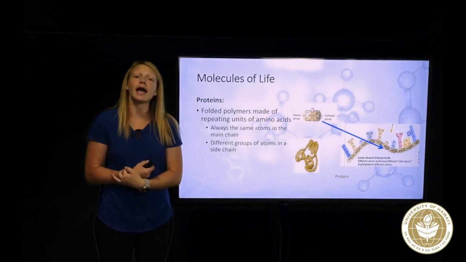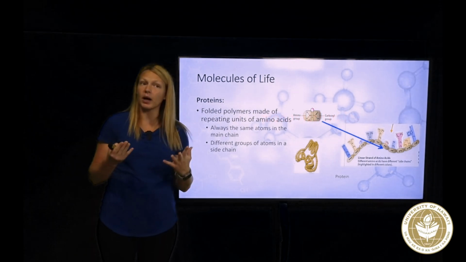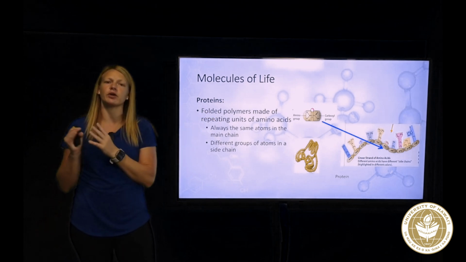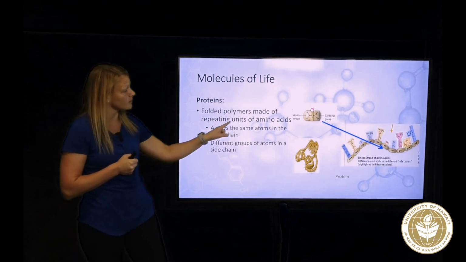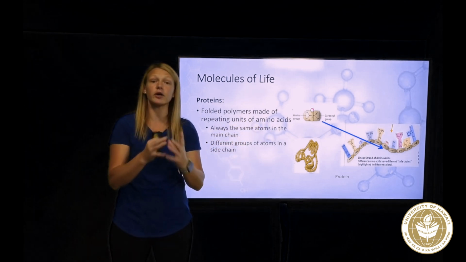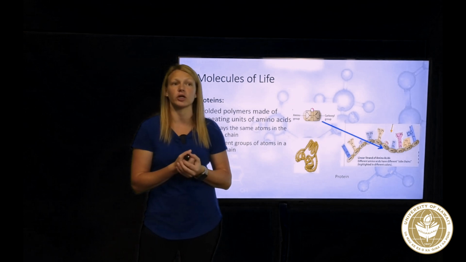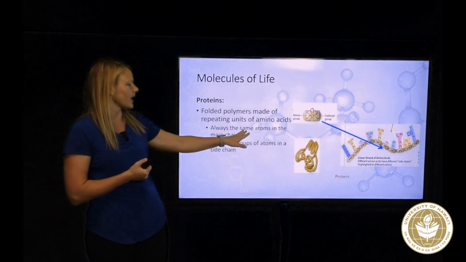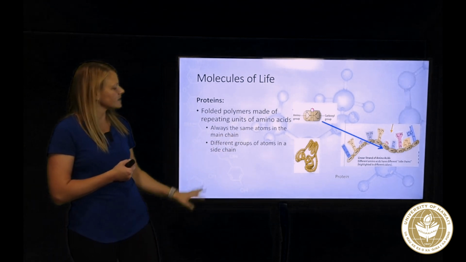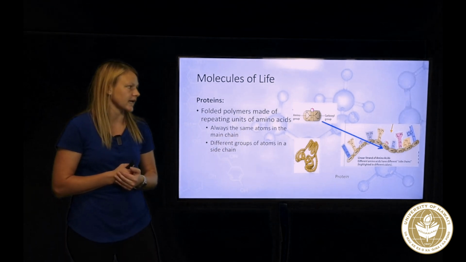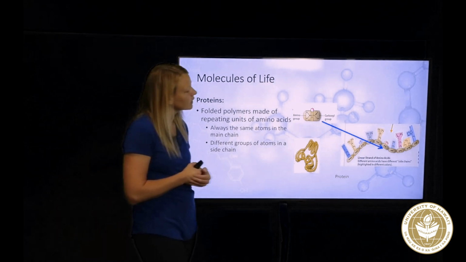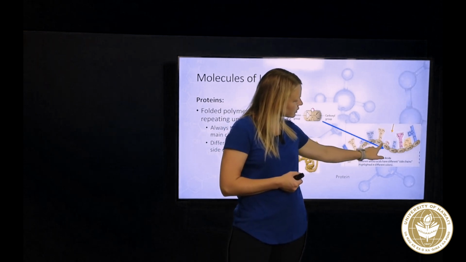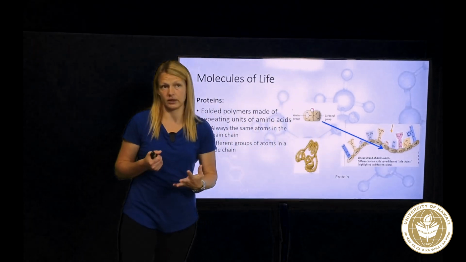The next molecule of life is our proteins, another one you've probably heard of. These are folded polymers made of repeating subunits of amino acids. So each one of those amino acids is a monomer. Put it together to form the polymer of your protein. Proteins are always going to have the same atoms in the main chain and different groups of atoms in the side chain. So you can kind of see that here. You put together these amino acids to form your protein.